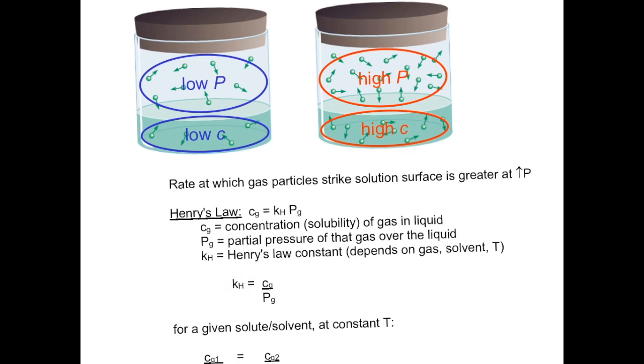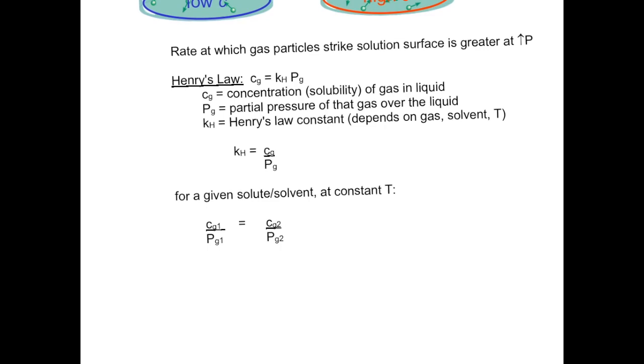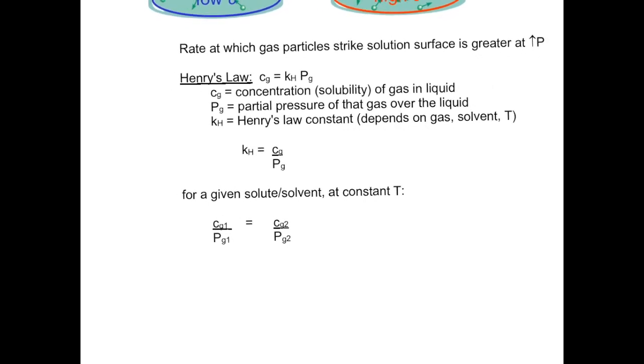So what that means is if you know the relationship between one partial pressure and the concentration that results, that's going to be equal to a different partial pressure and concentration pair. So if you know any three of these, you can calculate the one that's missing. And so you can do a math problem like that.